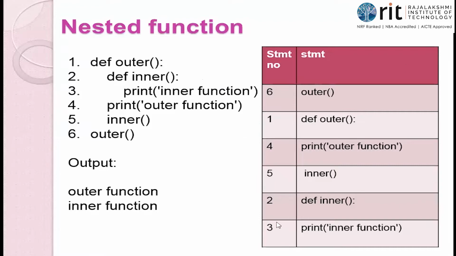When you look at the table on the screen, I have given the execution flow. So first, which line will be executed by the interpreter? Line number 6.